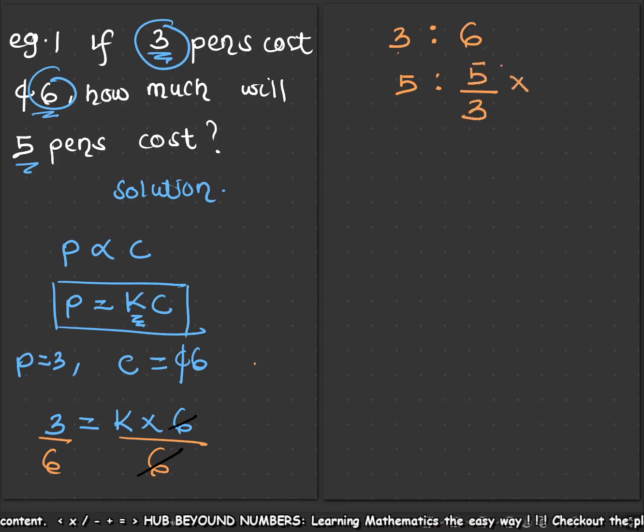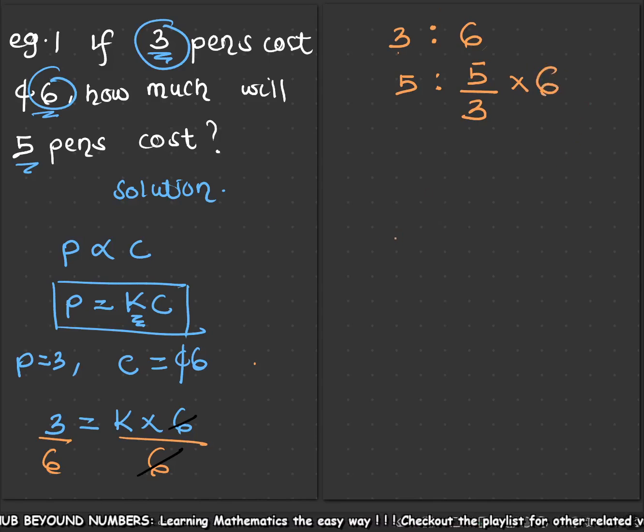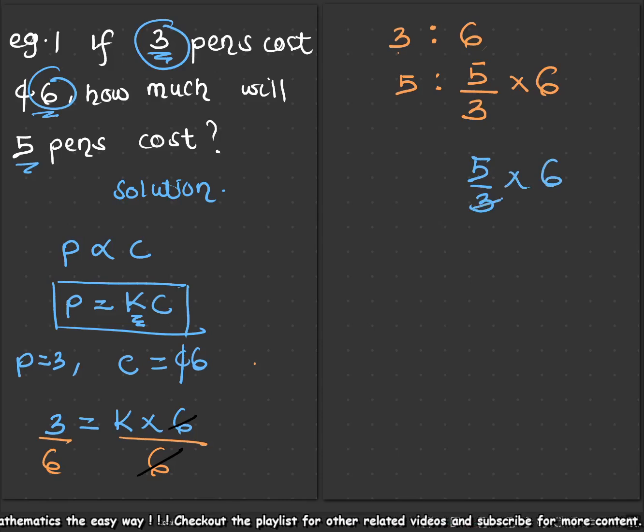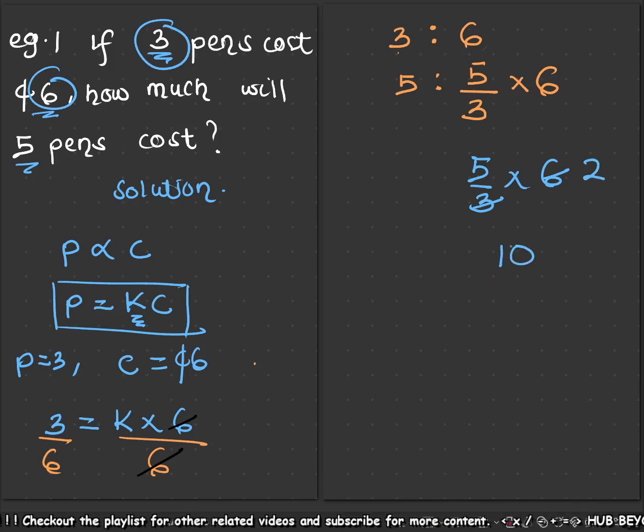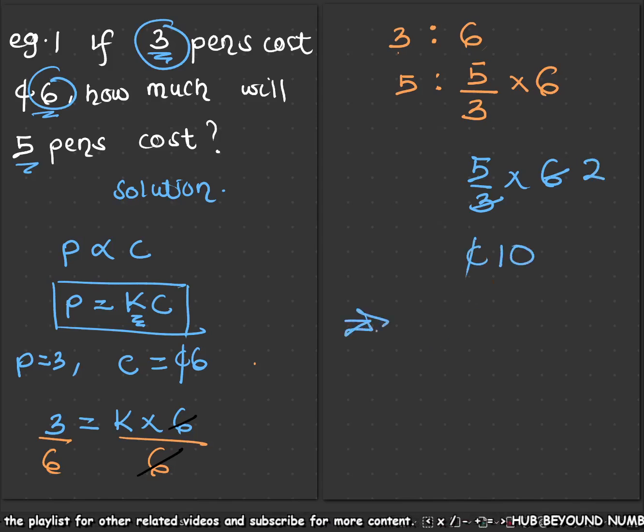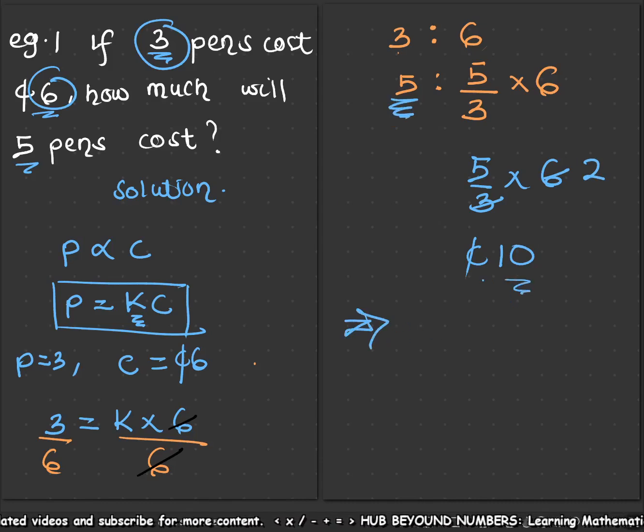Then all we do is multiply by what we had over here, so we multiply by our 6. Then we do our evaluation. If you evaluate 5 over 3 times 6, if you cancel out, 3 divides 6 twice. So 5 times 2 gives you 10. So the cost of 5 pens is 10 cedis. Very simple and direct, unlike the one we did previously. But it is important you understand both methods.